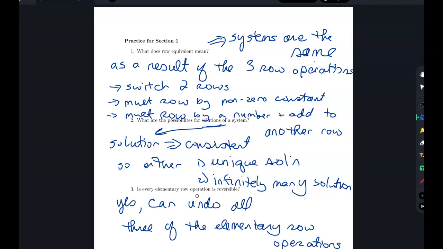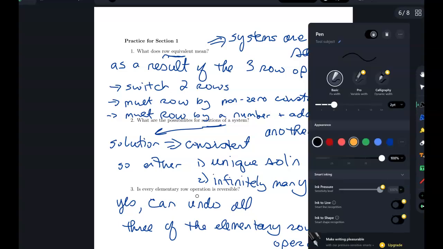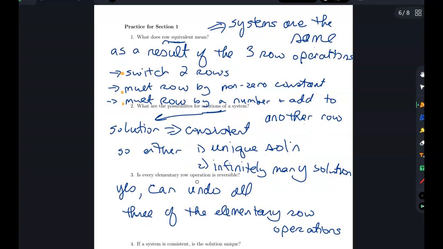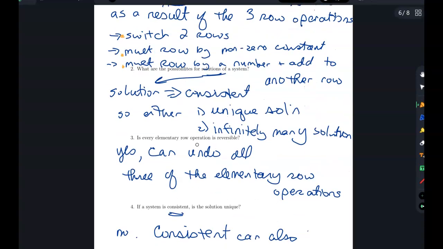So row equivalent, or equivalent, means the systems are the same. That means if you do row operations, and that means one of these three things, right? You switch two rows, you multiply one row by a non-zero constant, or you multiply a row by a number and add it to another row. So those three things keep the systems equivalent. Okay, how about this next one?